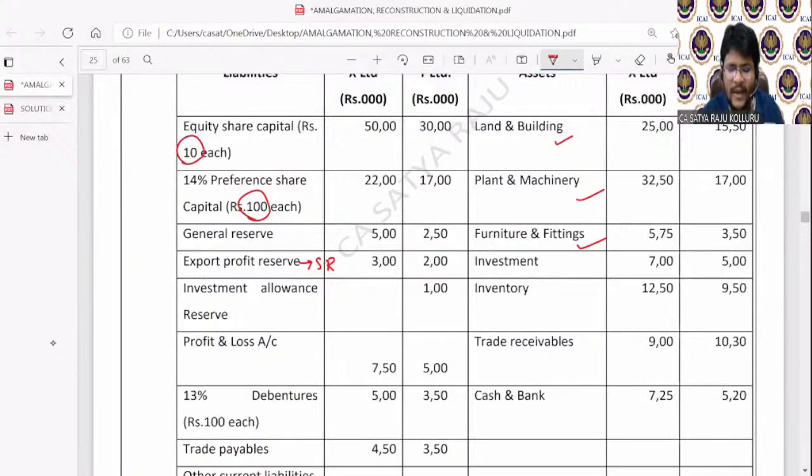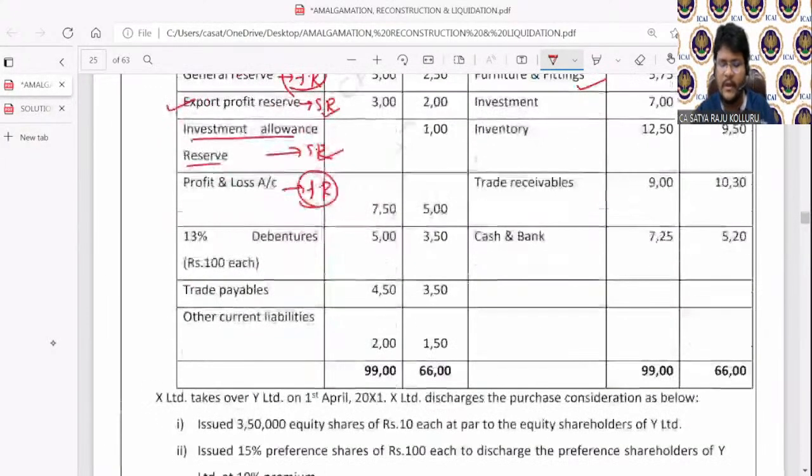So as per the FEMA Act, we need to maintain the export profit reserve. Investment allowance reserve is also a statutory reserve. General reserve is a free reserve. Profit and loss account is also a free reserve. So in total, two free reserves are there and two statutory reserves are there. Next, 13% debentures are there. Trade payables exist. Other current liabilities also exist.